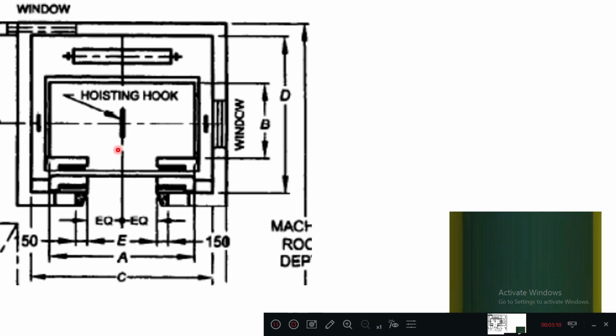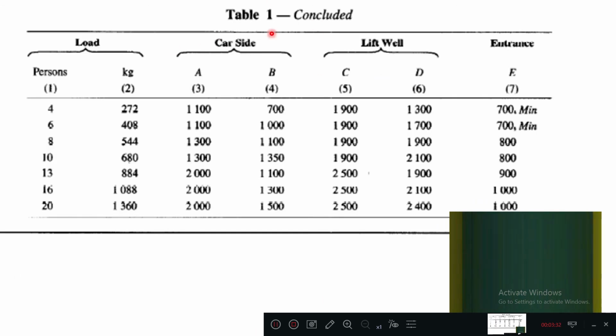Can you see here a bigger picture of that small portion? A is up to here, B is up to here, car dimensions. C, D, lift well. Small e, what is this? E is the entrance width. So here, table number 1 for passenger, that is why I have given A, B, C, D, E. A and B are for car dimensions, C and D for lift well dimensions, E is for entrance. All these are dimensions.